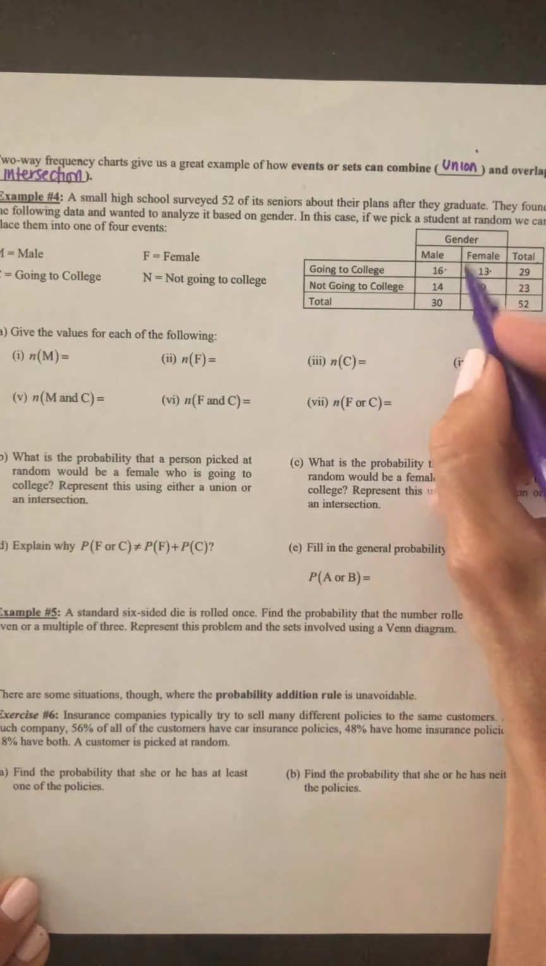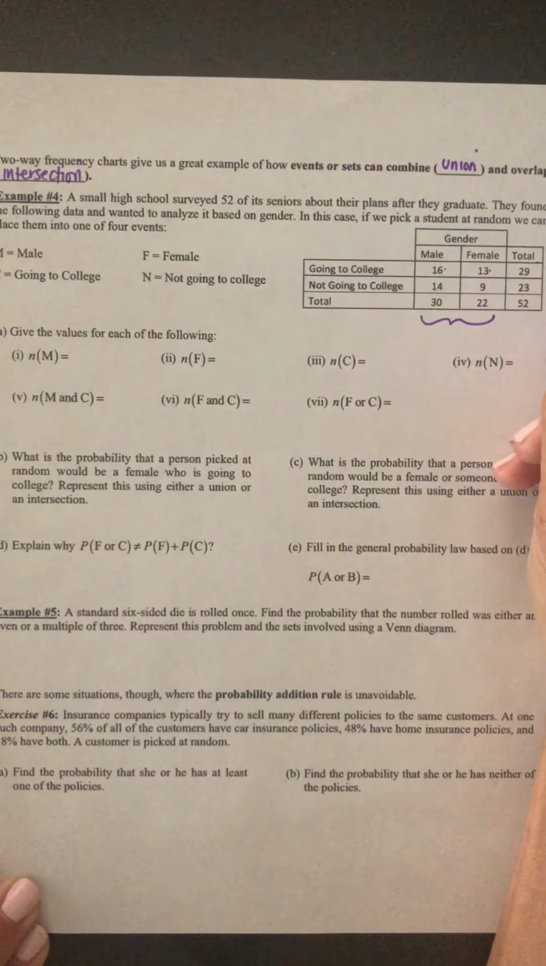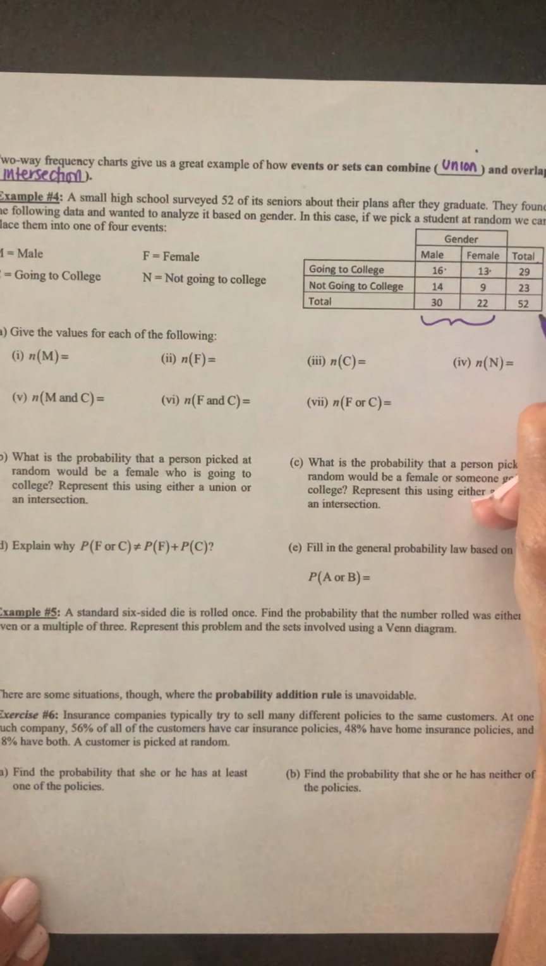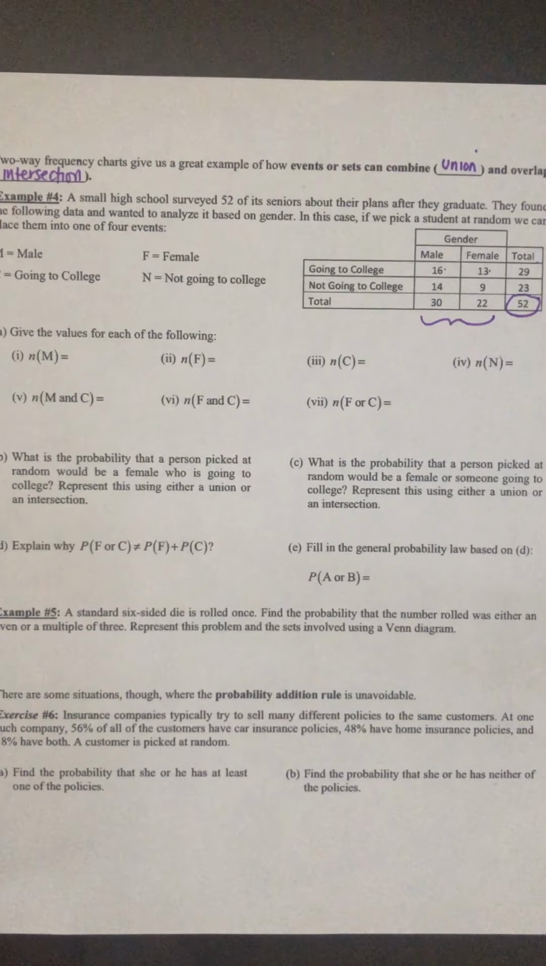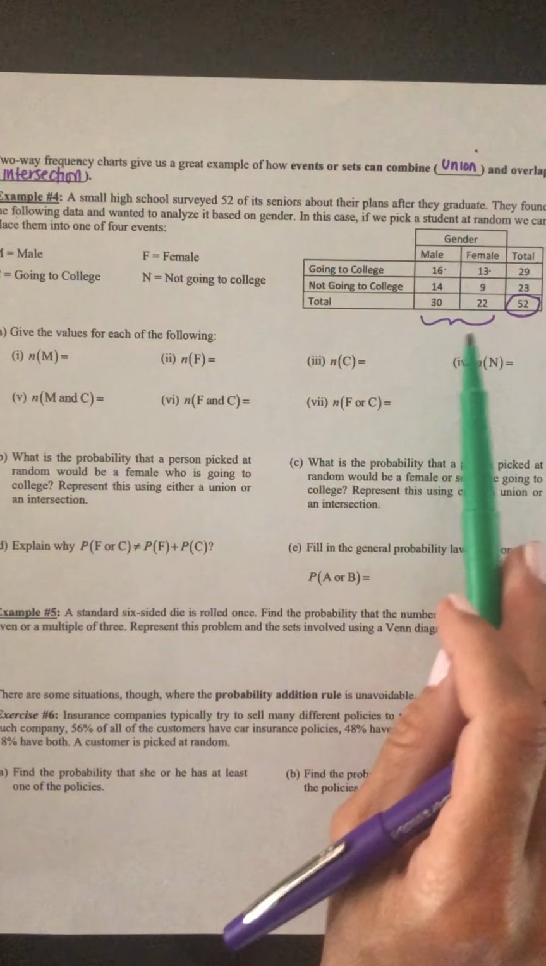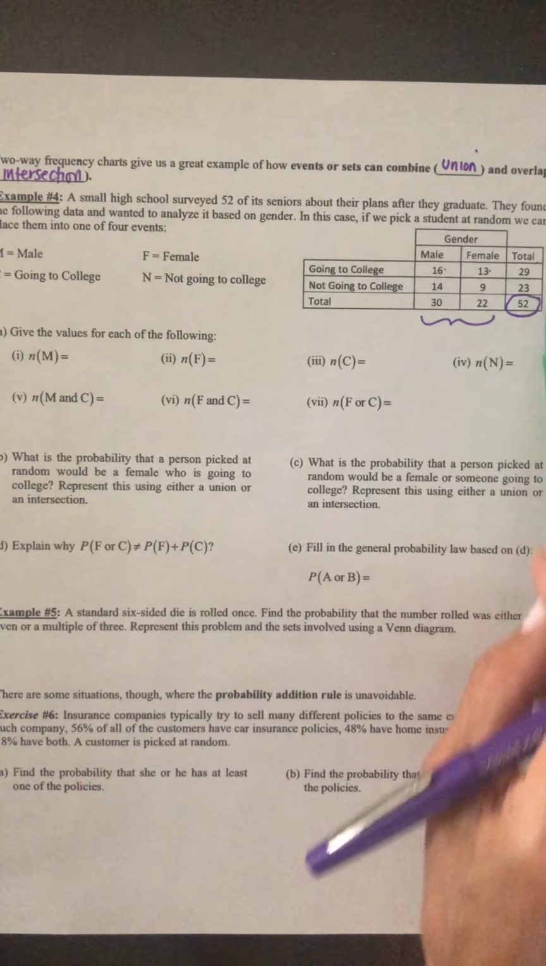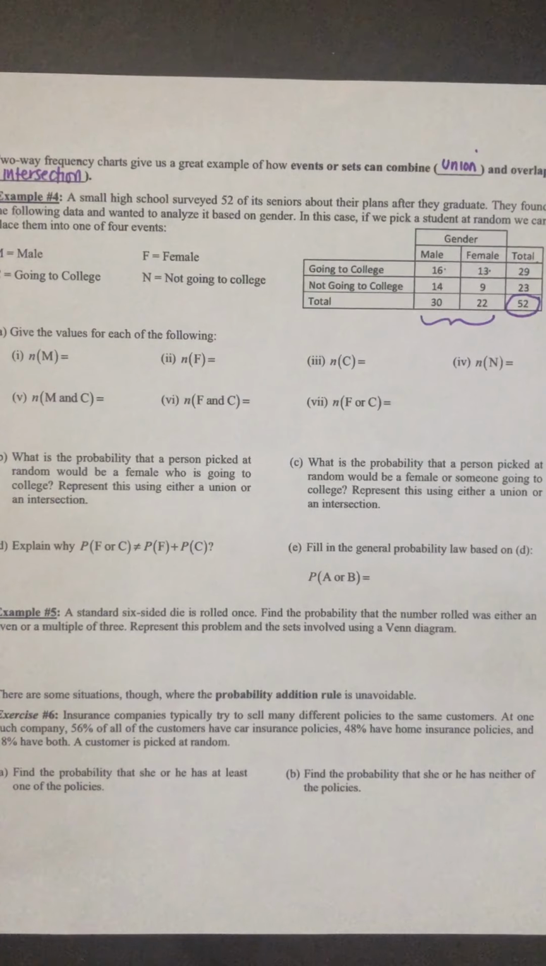When you add up these two numbers and you add up these two numbers, they're going to add up to that same bottom number. Sometimes they'll give you a chart that's incomplete and you have to fill in the blanks, but it's all based on the fact that they have to add up to 52 this way, 52 this way. All right, so right now we're looking at straight values. We're not doing probabilities yet.